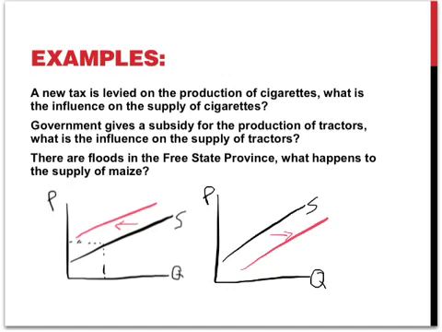What if there were floods in the Free State Province? What will happen to the supply of maize? We saw in the previous slide, floods or natural disasters of any kind limit production, and the result is that the supply curve moves to the left.